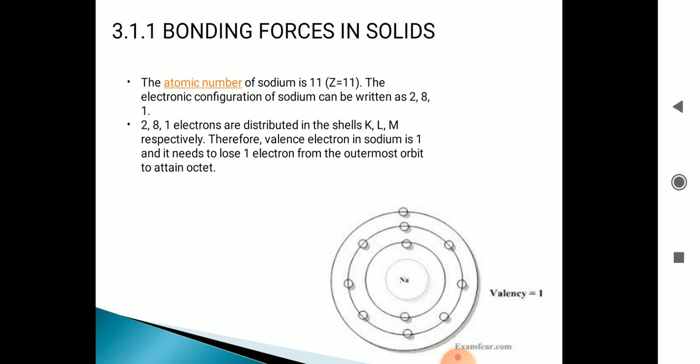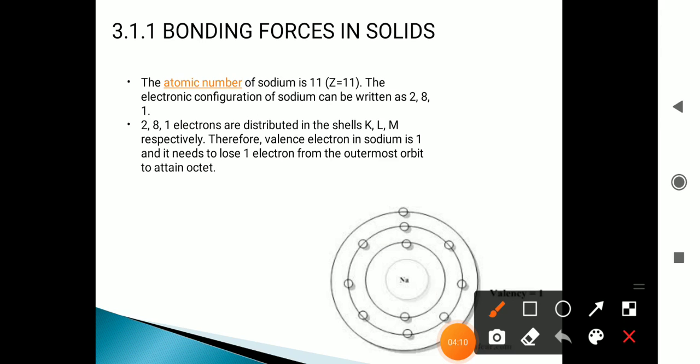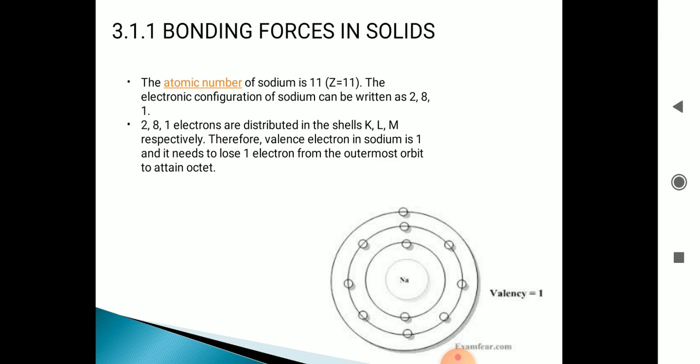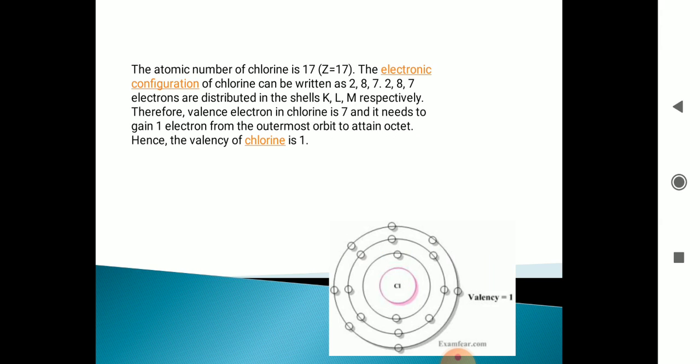There are many methods of stability for an atom. The one method we consider here is the octet rule. What it says is, if the outermost orbit has 8 electrons, then that particular atom is a stable atom. But in sodium, the outermost orbit has 1 electron, and in the case of chlorine, the outermost orbit has 7 electrons.